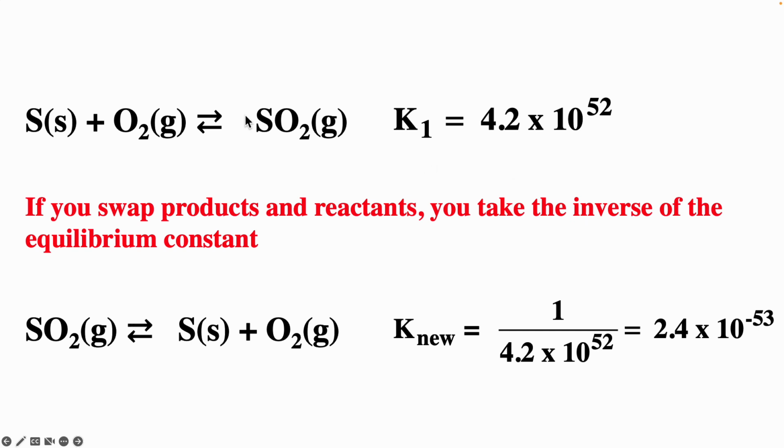That makes sense because for this reaction here, you notice your K is really large. That means the products are more stable, and at equilibrium you have mostly products. If you flip it, now our equilibrium constant is really small, which means the reactants are more stable. And so if you swap products and reactants, you take the inverse of the equilibrium constant.